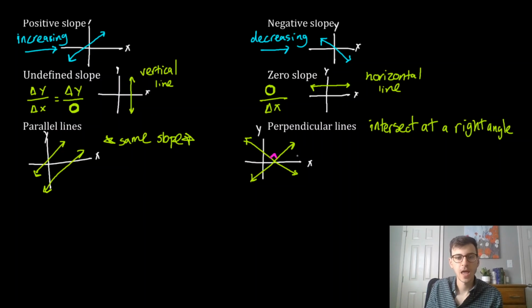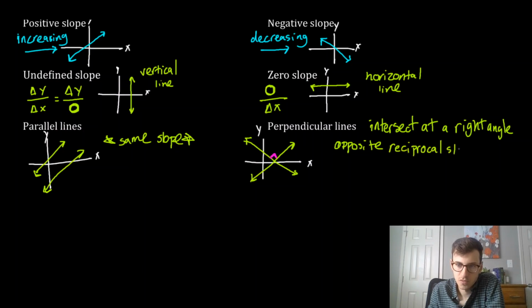Now, how do we figure out what the slope of these lines are? Let's say I give you the slope of this line right here. How could you know what the slope of that line is? Well, perpendicular lines have opposite reciprocal slopes. They have opposite reciprocal slopes.